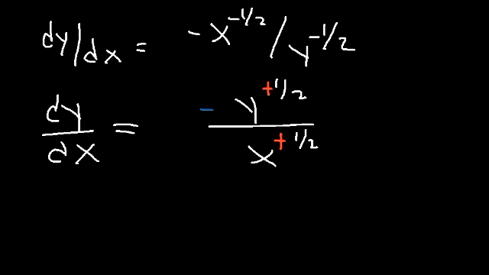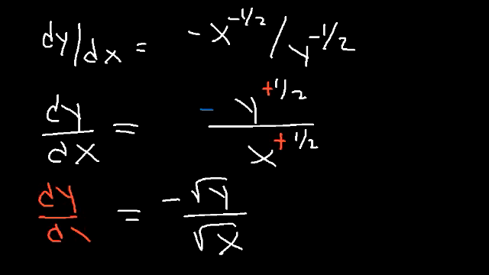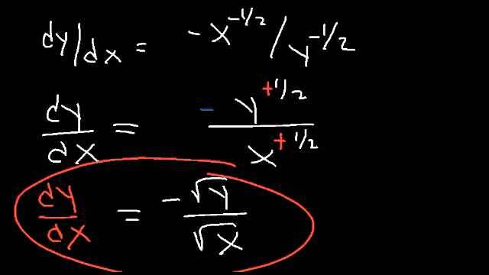x to the 1/2 is the same as the square root of x. So our final answer is dy/dx is equal to the negative square root of y divided by the square root of x for the first derivative.